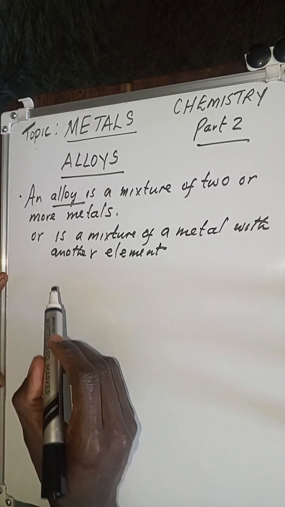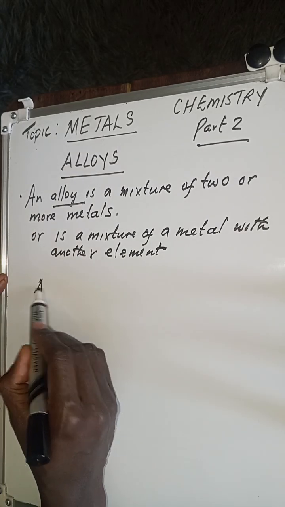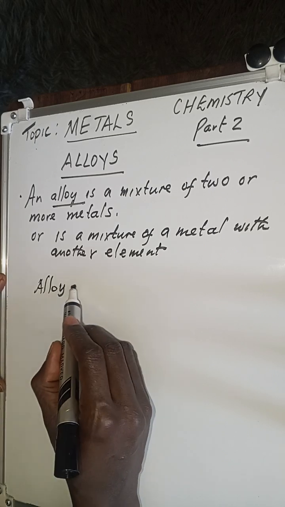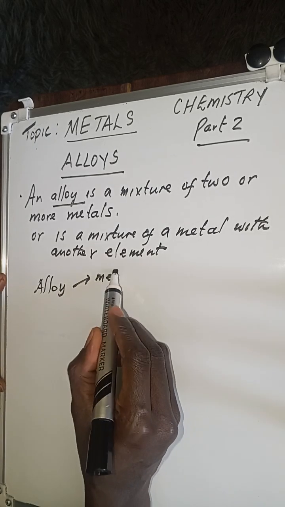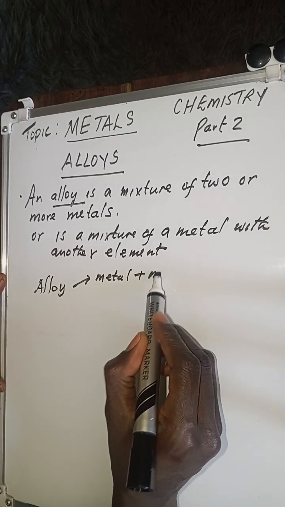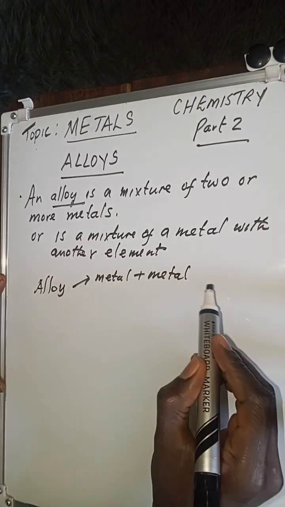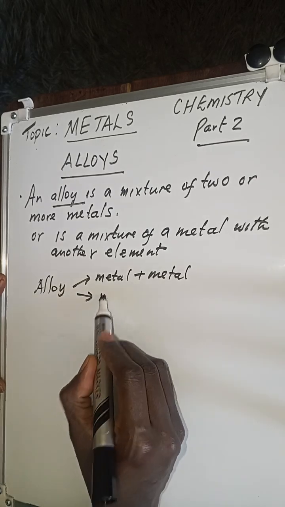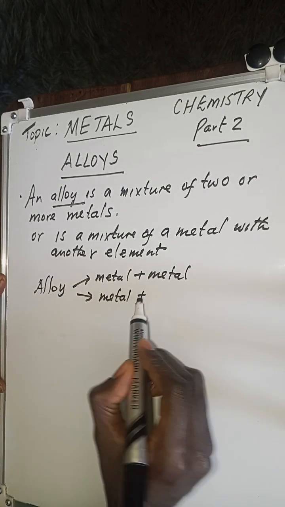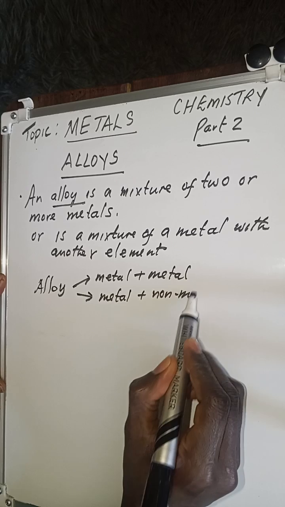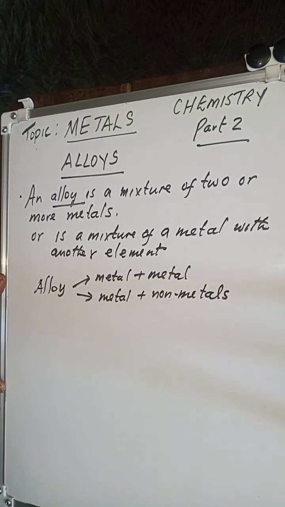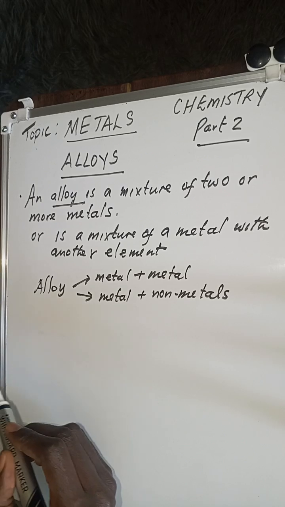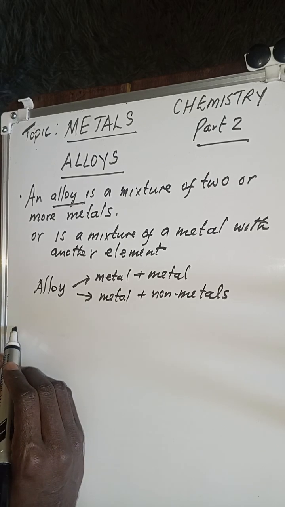Now I want you to understand that an alloy can be a mixture of a metal and another metal, or you can even use two or more metals. Or an alloy can be a mixture of a metal and a non-metal. So it is possible that you can also use a non-metal. That is what you need to remember about alloys.